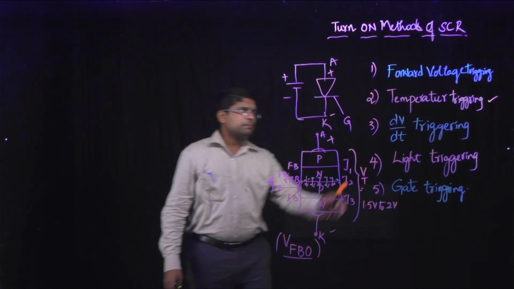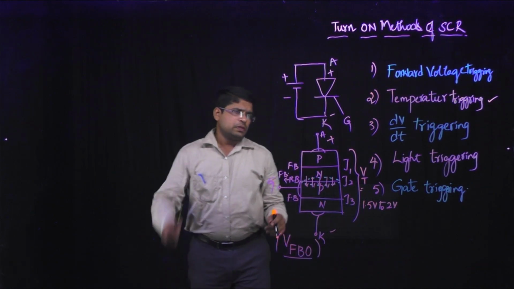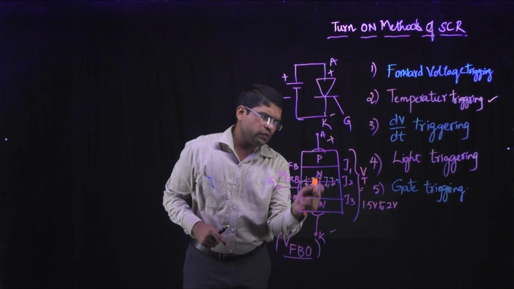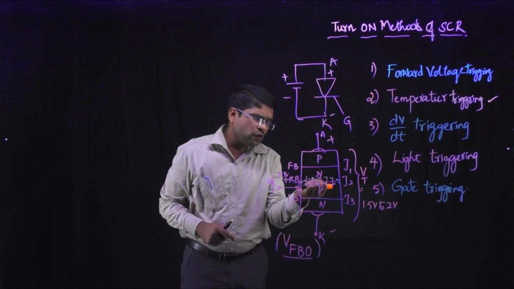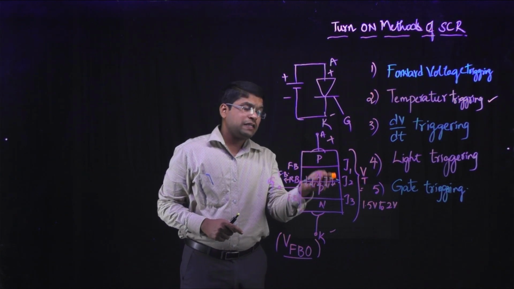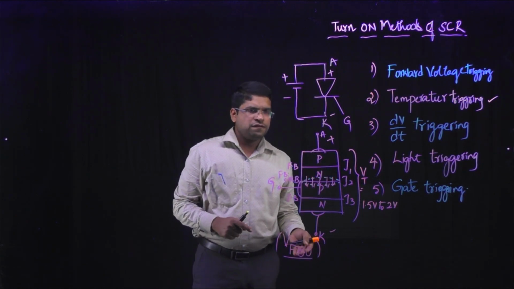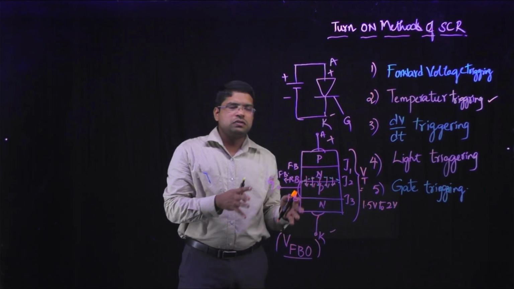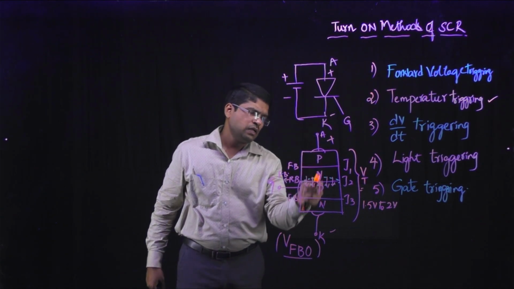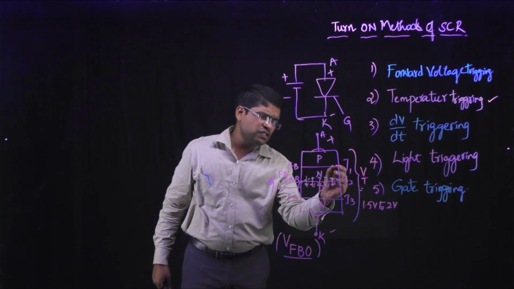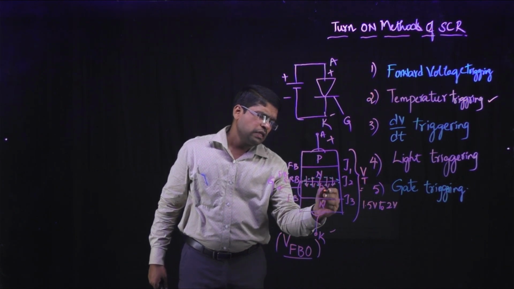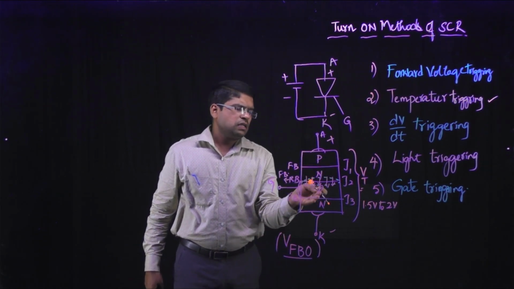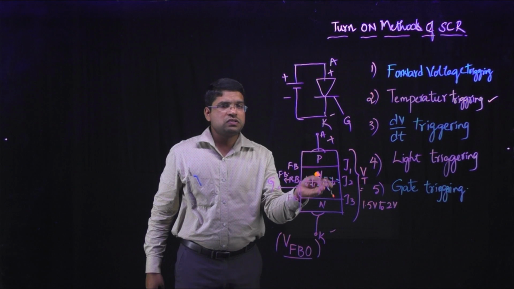Number 2, temperature triggering. During the forward blocking state of an SCR, there are reverse leakage currents flowing through the junction J2. The amount of leakage current depends upon the temperature of the device. If the temperature is increased to a certain value, the number of electron-hole pairs also increases. Here the majority carriers in this layer are electrons, and the majority carriers in this layer are holes. When temperature is increased, the number of electron-hole pairs also increases.